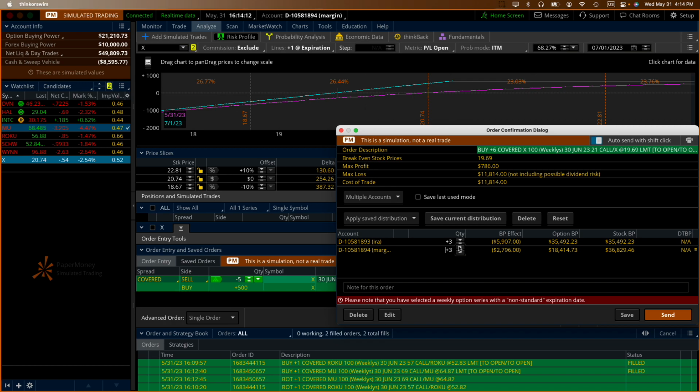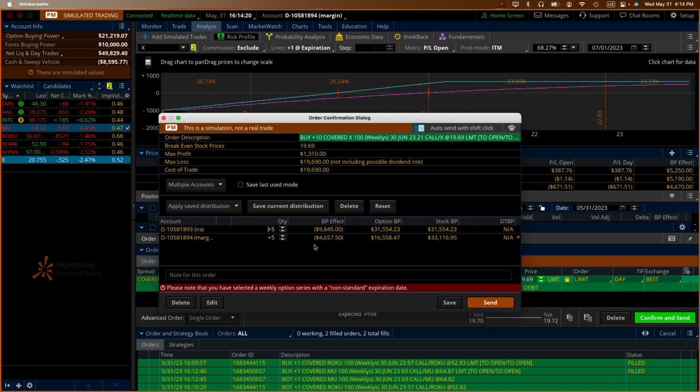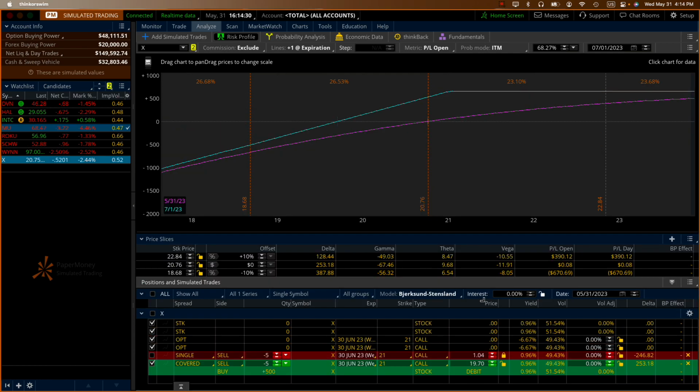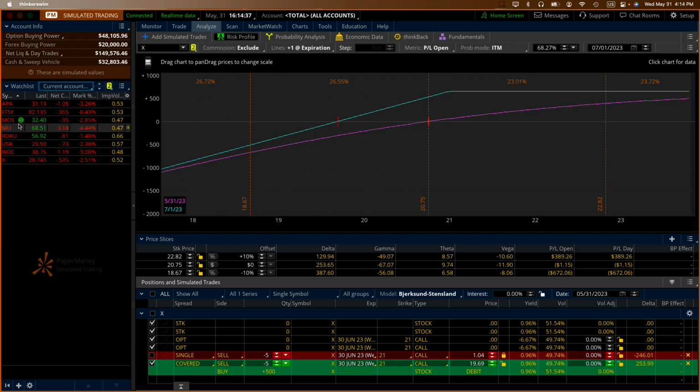And we're going to do 5 for both the margin and the IRA accounts. And we're going to get close to $10,000, as you can see, in cost on the IRA, and half of that for the margin account. Let's send that off. Okay, you would probably realize if you look at the current account positions that we are missing here the Caesars Entertainment. That didn't get filled. I tried several times. It didn't, so we're going to exclude that.